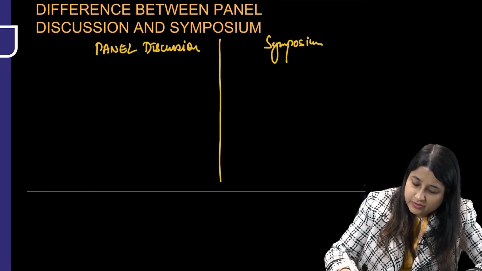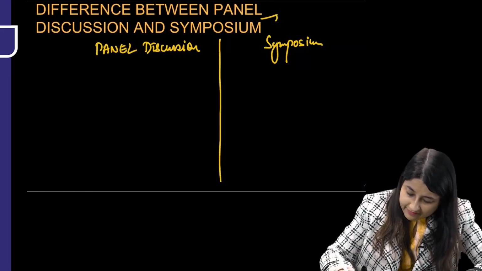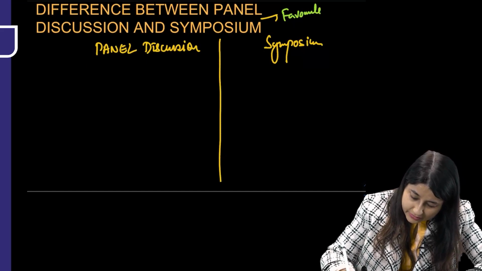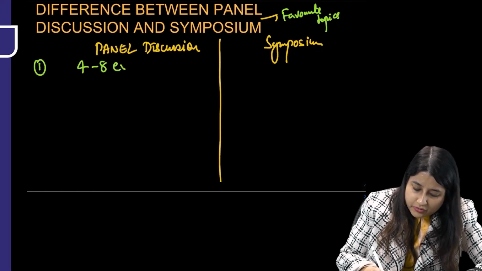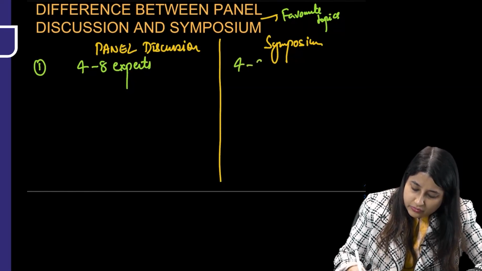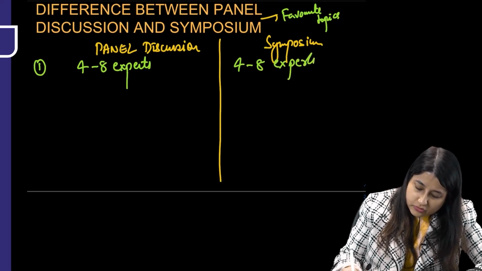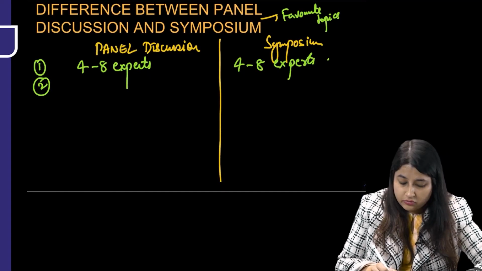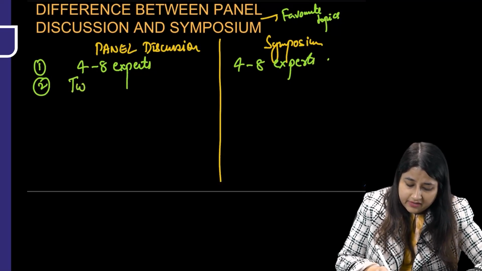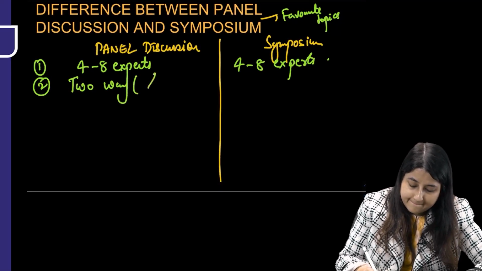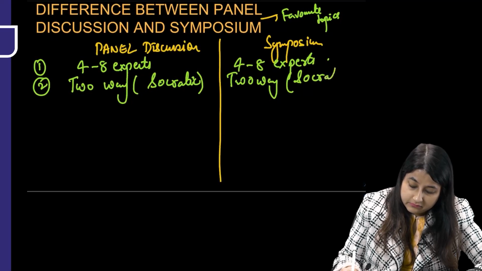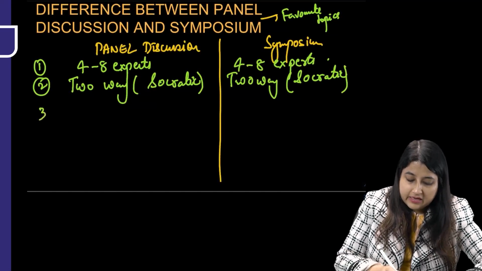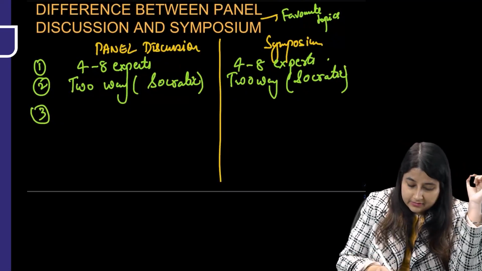Very famous question. It's one of the favorite topics of examiners. Questions keep coming. So now let us do it together. We'll study it together. There are 4 to 8 experts here. Here also you have 4 to 8 experts. This is also what? Two-way, Socratic. This one's also what? Two-way, Socratic.